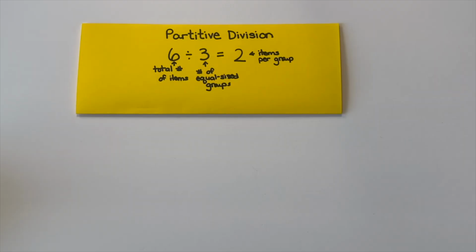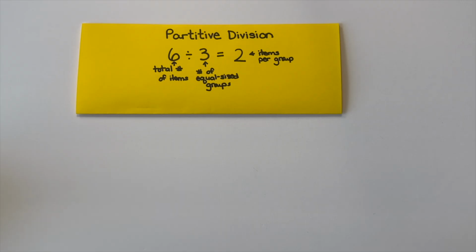The first method I'll be covering is called partitive division. This is when you know the total number of items and you also know the total number of equal-sized groups. What you want to find out is how many items per group. So let's look at a hands-on model. Here, our example is 6 divided by 3 equals 2.